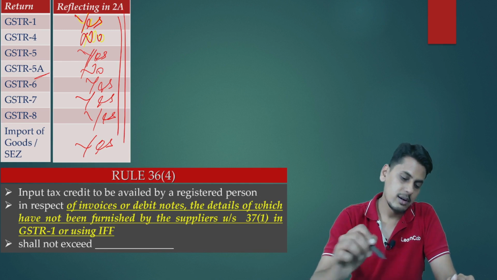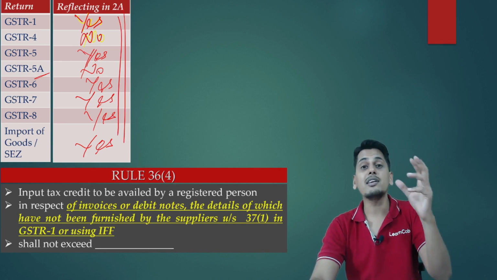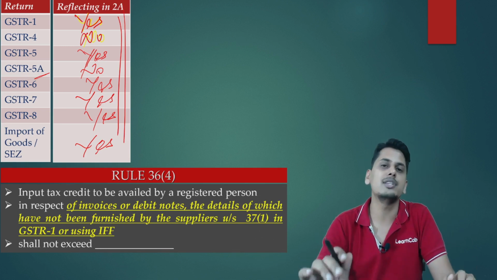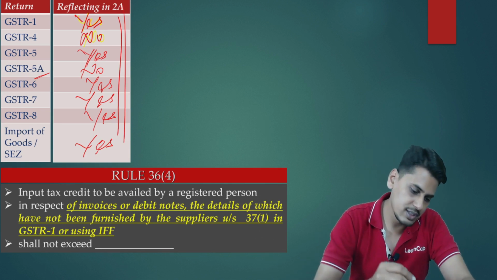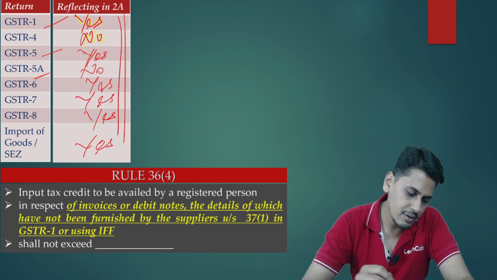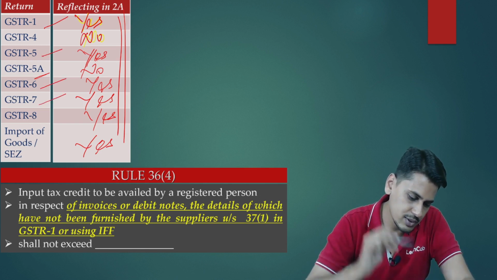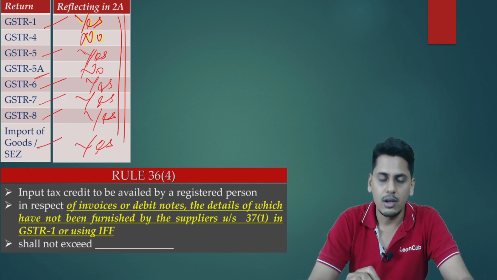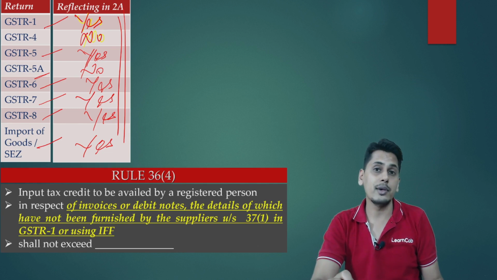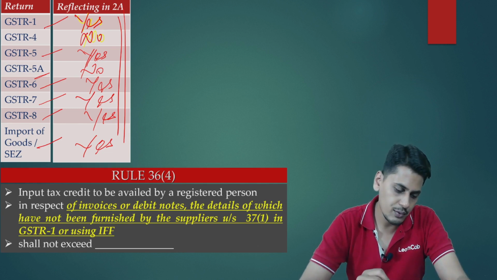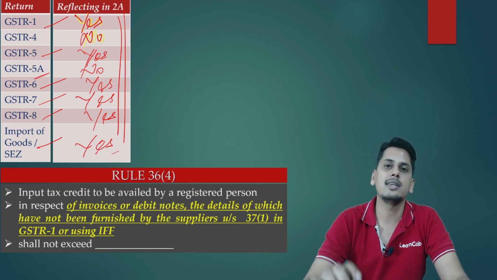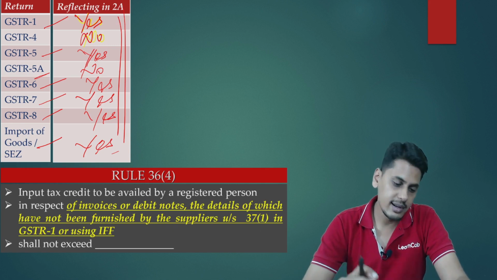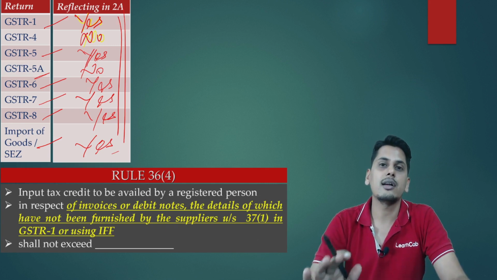So friends, now we have discussed the various sources from where the data would come and get auto-populated in GSTR-2A. Data comes from GSTR-1, GSTR-5, GSTR-6, GSTR-7, GSTR-8, and if I have imported goods or purchased goods from a special economic zone based on a bill of entry, that also would come in GSTR-2A. So friends, these are all the sources from where the data would appear in GSTR-2A.